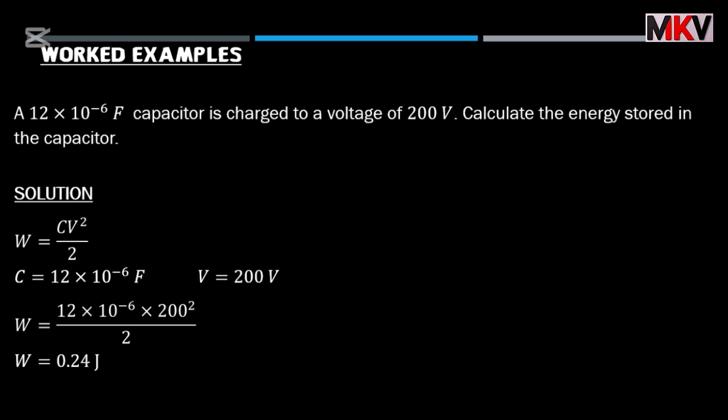So we do our substitutions. That is, we insert our C, we insert our V, then we compute it to get the work done, or the energy stored in the capacitor, to be 0.24 joules. So the energy in the capacitor is 0.24 joules.